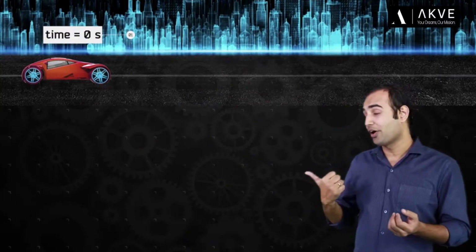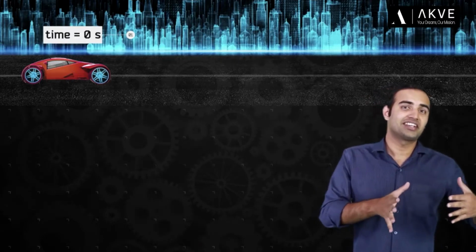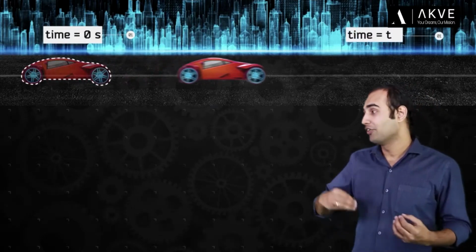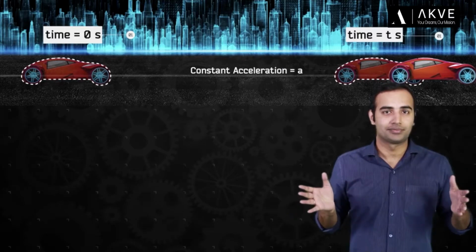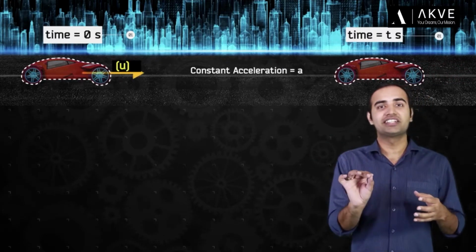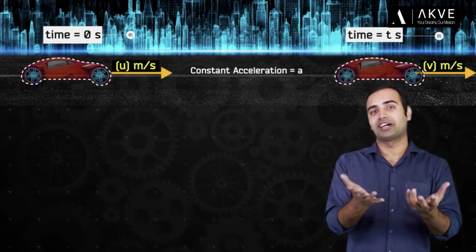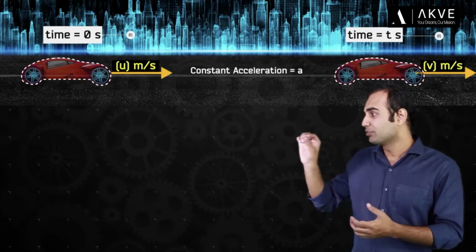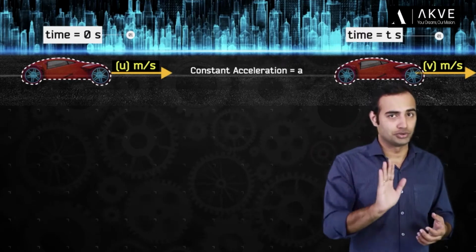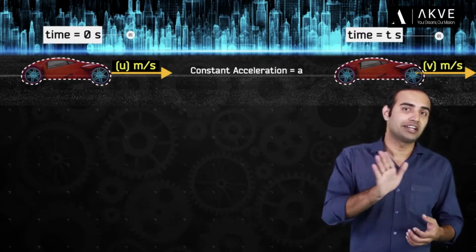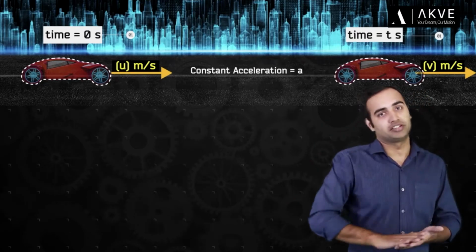Now, in order to prove these three equations, we need to imagine a simple scenario where an object experiences an acceleration a meters per second square for a time duration of t seconds. Now, due to this, its velocity changes from u meters per second to v meters per second in the same time interval. So, at time equal to 0 seconds, its velocity is u, and at time equal to t seconds, its velocity becomes v meters per second.